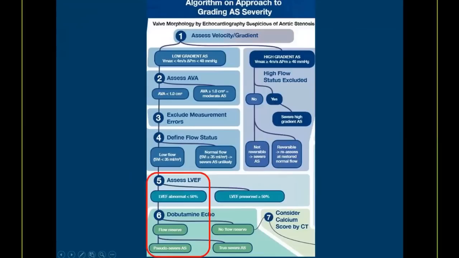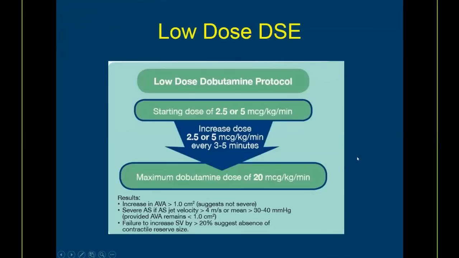So this is the protocol that we recommend for low-dose dobutamine. You typically can start at 2.5 or 5 micrograms per kilo per minute. You can increase your dose in increments of 2.5 or 5 mics every 3 to 5 minutes, and then you can develop your own protocol. You don't want to go higher than 20 mics per kilogram per minute. It really is a low-dose dobutamine protocol. The reason for that is it's unclear what going to higher doses means, whether it's really projecting that you have contractile flow reserve, or it can also be much more non-specific going higher than 20 mics.